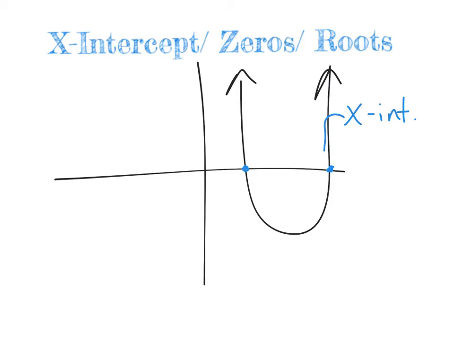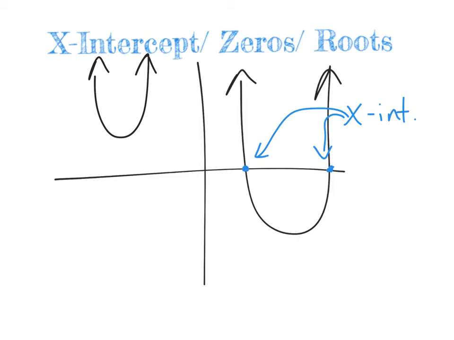Here and here. Now there's other possibilities, right? We could have a parabola, let's say in this other scenario, where there are 0 zeros or 0 roots because it doesn't touch or cross the x-axis. So this would tell you a scenario where it would have 0.